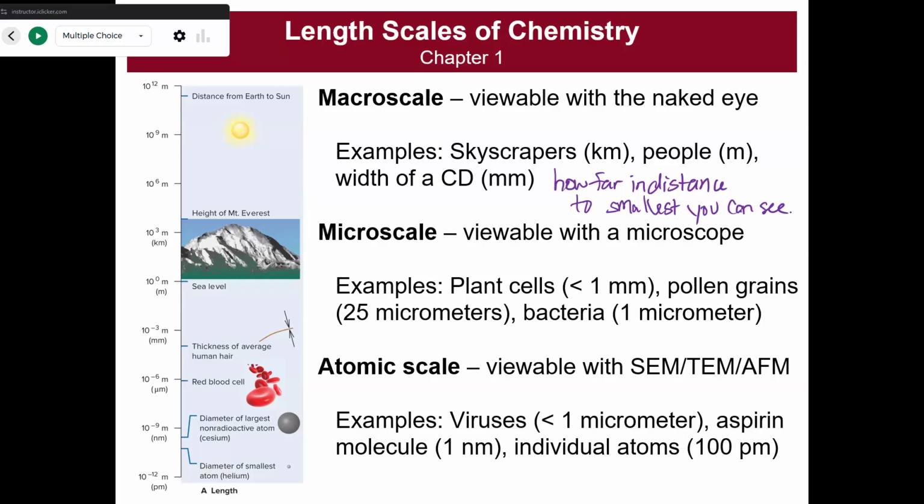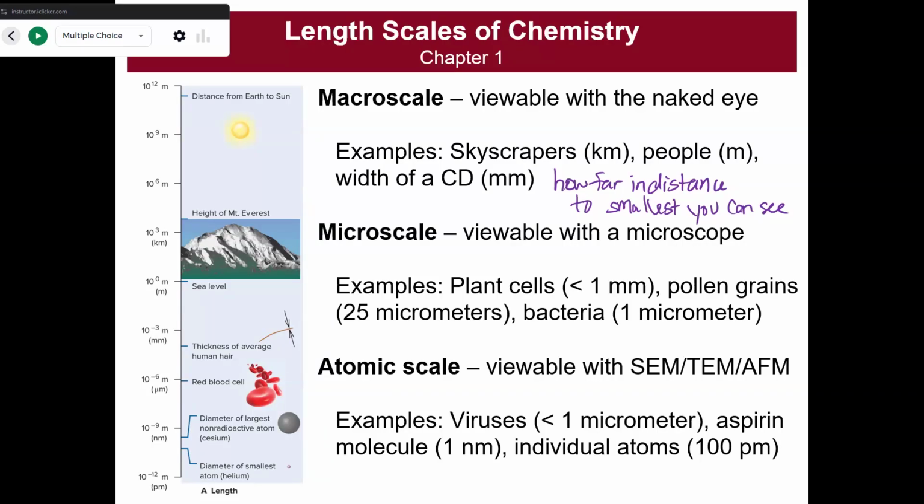So then we have a kind of intermediate scale. This is the micro scale, and it's viewable with a microscope. You've probably used a microscope in a biology class before. So you use microscopes to look at plant cells or bacteria or pollen grains. You use a microscope to look at things that are between about 1 micrometer and less than 1 millimeter.